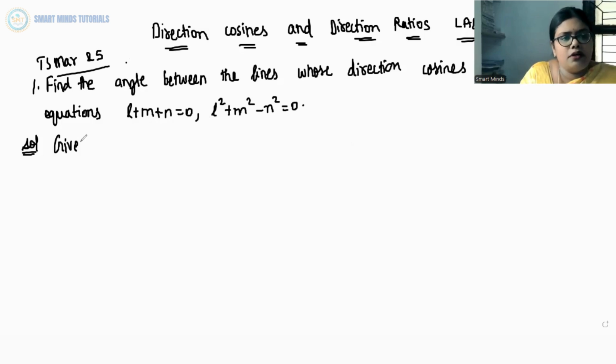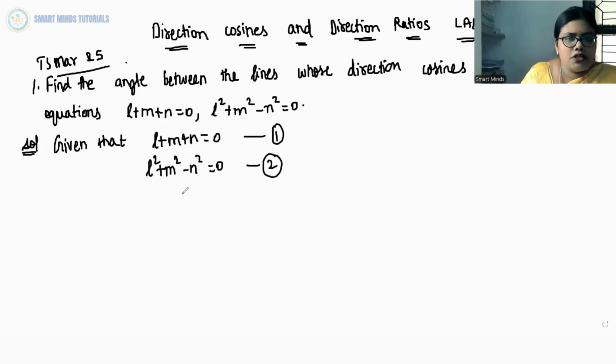Now what is given to us? Given that l + m + n = 0. Take this as equation number 1. Next, l² + m² − n² = 0. Take this as equation number 2. Now from equation number 1, let us find the l value. If you want, you can find m or n also, but we are finding the l value. So that is −(m + n), or we can write −m − n.